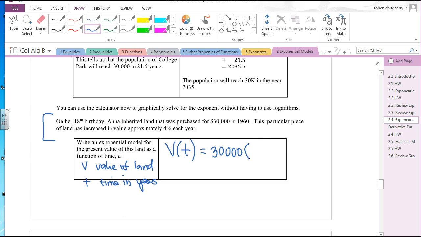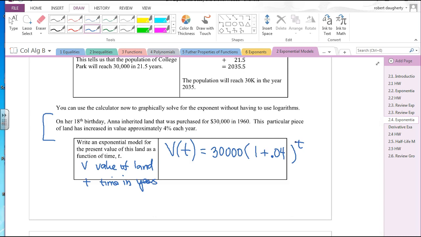Is the value of this land increasing or decreasing? It is increasing by how much? By 4% per year. How do I write 4%? Like that, okay. And then T is the year. It's time in years, but there's one little caveat. Time in years, and then what goes after that?